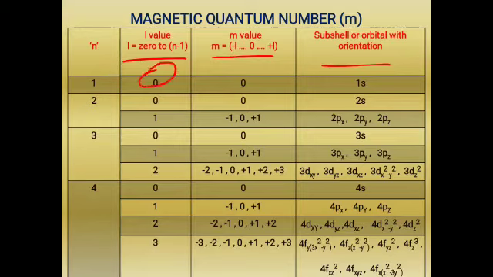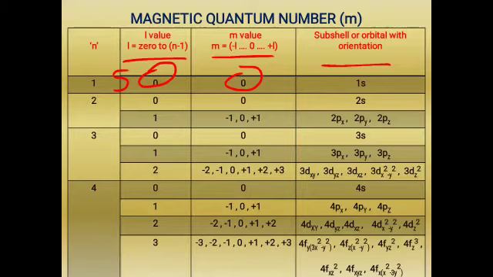When L is equal to 0, what does it represent? It represents the s orbital. L is equal to 0 means s orbital. If L is equal to 0, then the m value will be 0. m having only one value, that is 0, means the s orbital is spherical in nature. Electrons are distributed uniformly in a spherical direction.